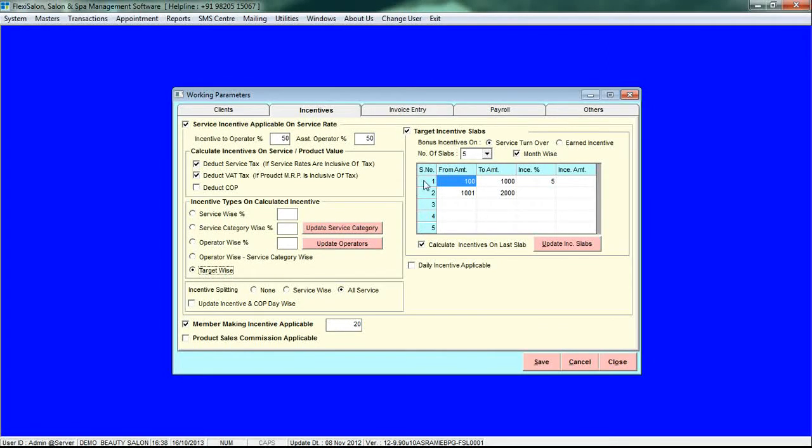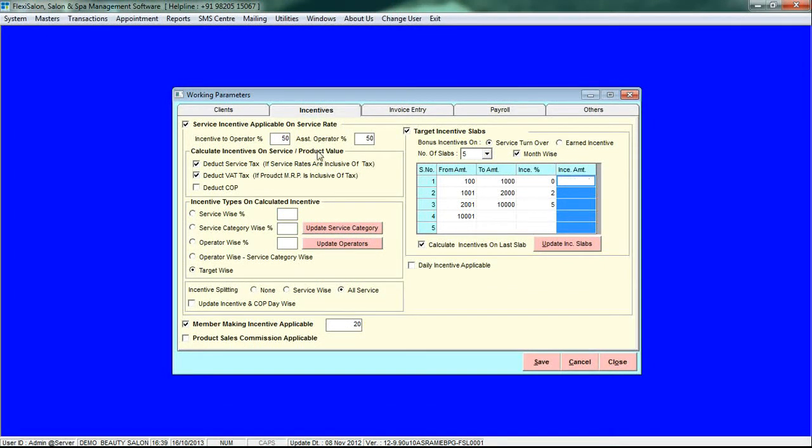For example, on the right hand side, you can get the slabs also over here. You can form your slabs over here. So suppose from 100 to 1000, there would be 0 percentage of commission. Same way, 1000 to 2000, you will be providing him 2%. And accordingly, from 2000 to 10,000, the percentage would be 5%. Same way, you can have incentives in percentage or else in amount.